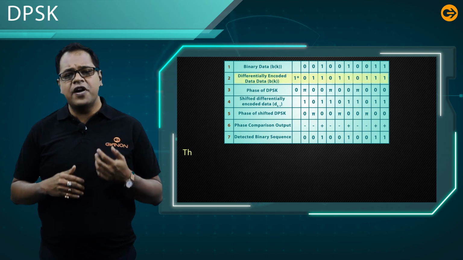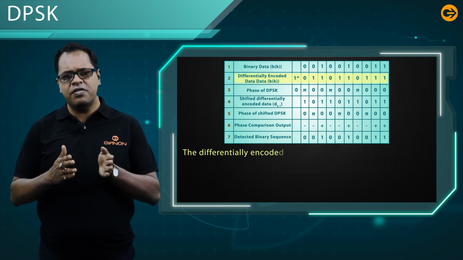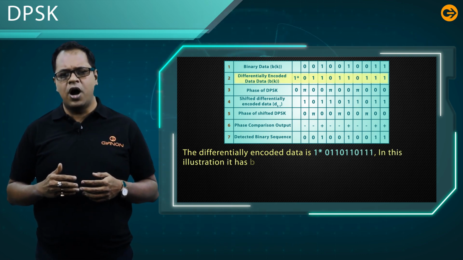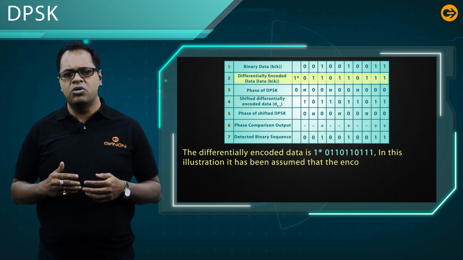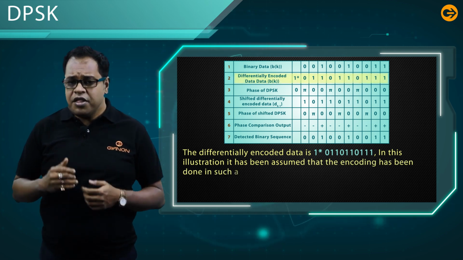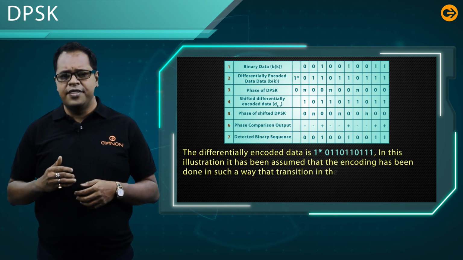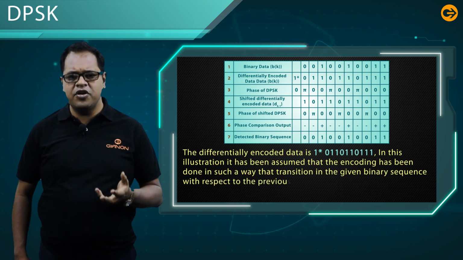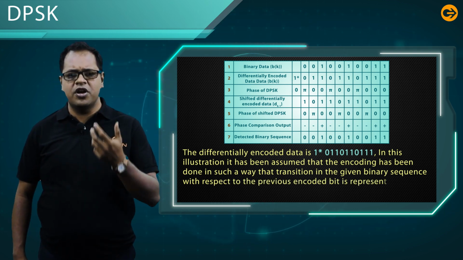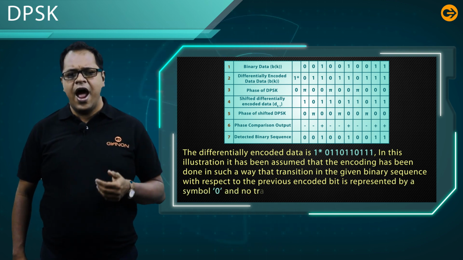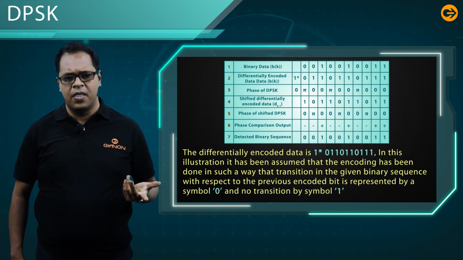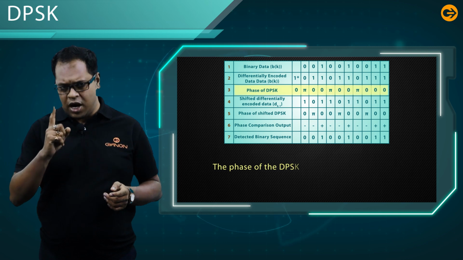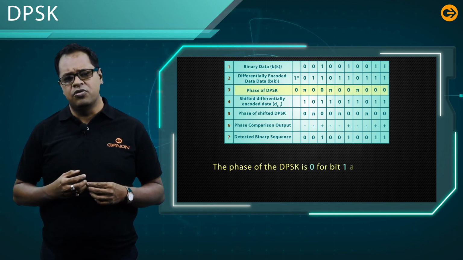Then we have to discuss the differentially encoded data. Here the reference bit is 1. So the differential encoded bit data is 1, 0, 1, 1, 0, 1, 1, 0, 1, 1, 1. In this illustration, it has been assumed that the encoding has been done in such a way that transition in the given binary sequence with respect to the previous encoded bit is represented by a symbol 0 and no transition for the symbol 1. Now, the phase of the DPSK is 0 for bit 1 and pi for the bit 0.